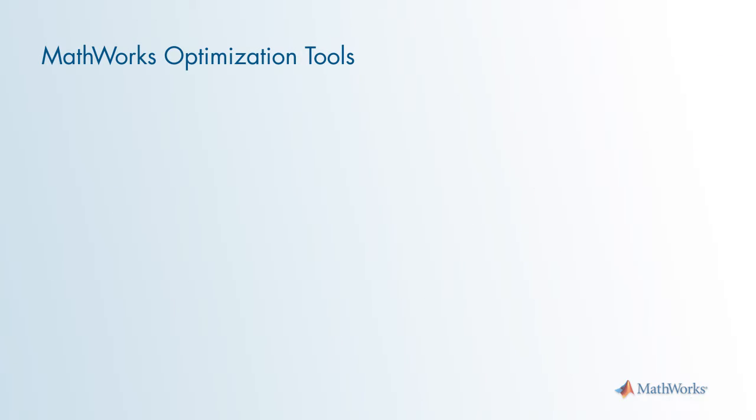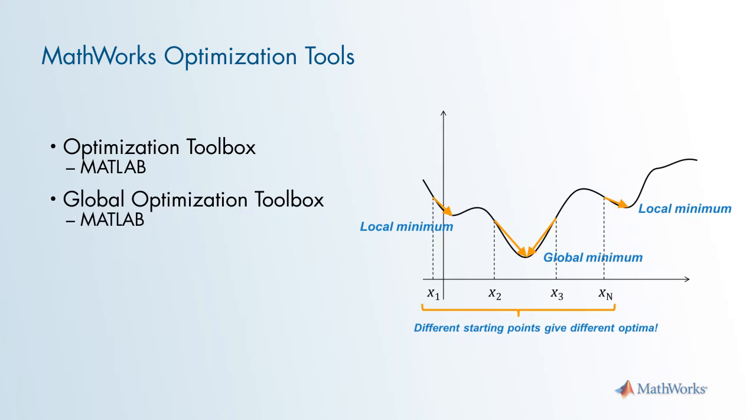MathWorks has several optimization tools. The first is the Optimization Toolbox in MATLAB. It solves linear, quadratic, integer, and nonlinear optimization problems. The next product is the Global Optimization Toolbox in MATLAB. It provides functions that search for global solutions to problems that contain multiple minima or maxima, as shown in the figure. And there is the Simulink Design Optimization, also known as SDO.